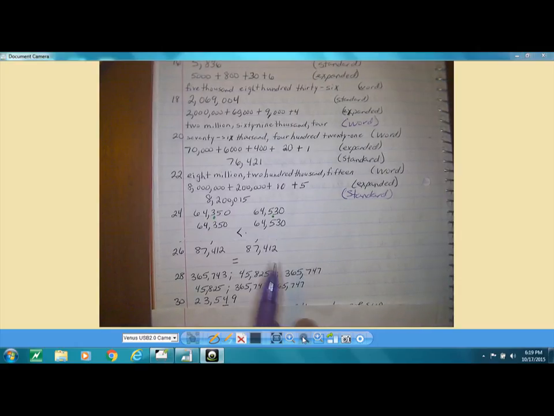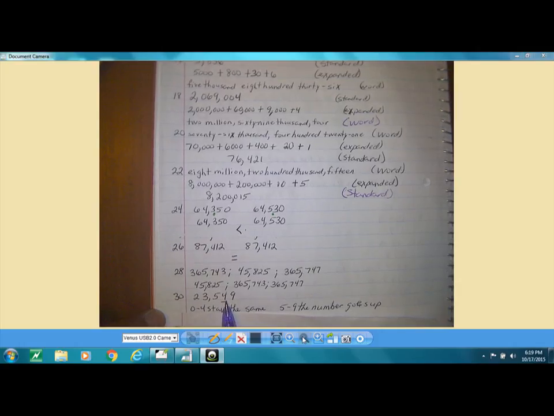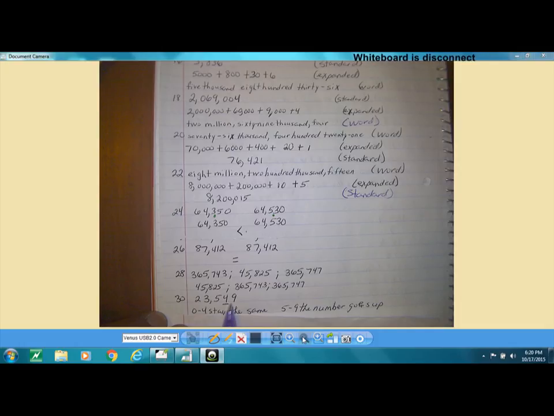Number 30 asks that we round each number to the place value indicated. So we're going to round to the tens place is what they want us to do. So remember that to find out what to do with the number that they ask you to round to, you look to the place to its right. If this number to the right is between 0 and 4, then the number being rounded stays the same. If this number to the right is between 5 and 9, then the number being rounded goes up 1. The number after the 4 is a 9. So that means it's between 5 and 9. That means the 4 goes up 1.